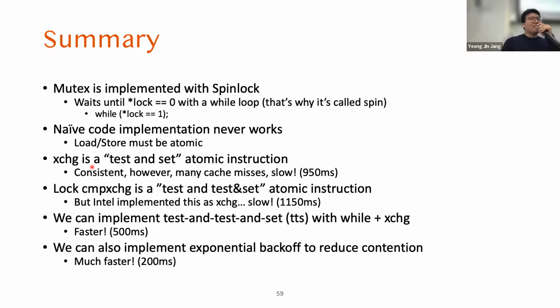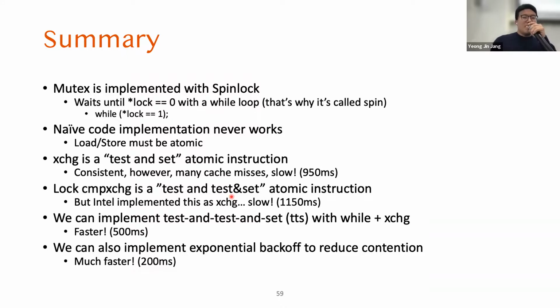But the problem with that one is that it will invalidate the cache too much, because it will always update the lock variable to 1, 1, 1, 1 again and again. To resolve that kind of issue, computer architecture designers created test and test and set. It only updates the lock variable to 1 if they observe the lock variable is 0, so it removes all the unnecessary updates. But the problem is that Intel implemented it incorrectly, similar to the exchange. They always update the value, so it still suffers cache invalidation.